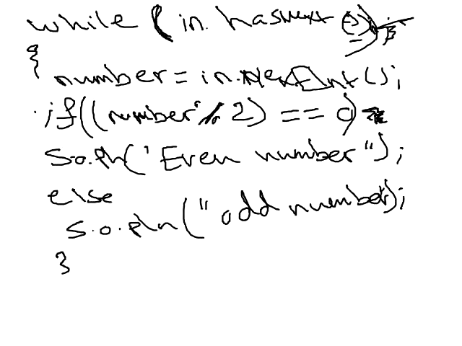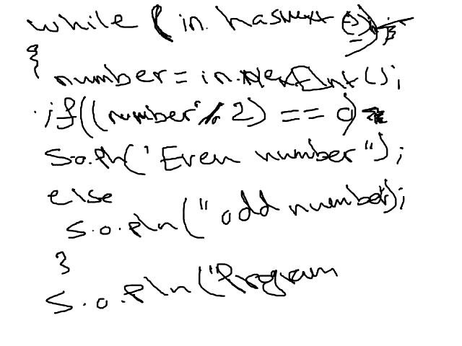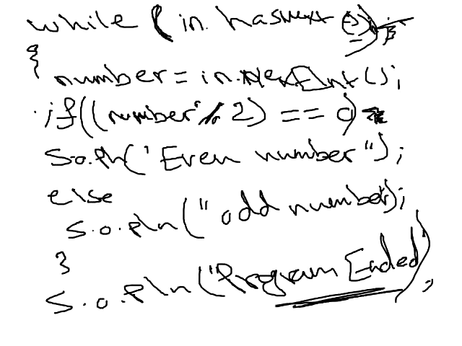We finished our while. Now, whatever happens after this, we can say System.out.println, let's say, program ended. Meaning that if the user enters anything else rather than a number, we can print a message saying program ended, whatever the user inputs.